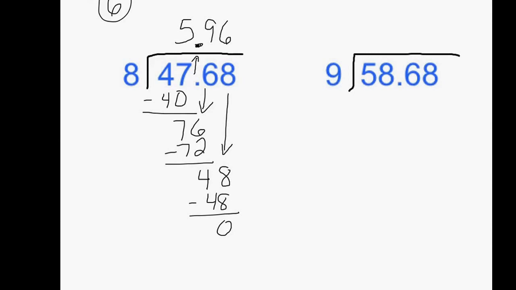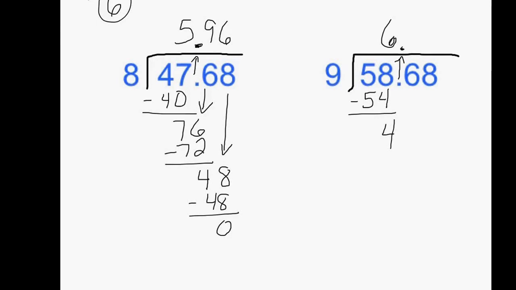Similar deal here. We got 9 goes. If we go 9 times 6, that's 54. When we subtract, we get 4. Okay, and again, decimal point goes straight up. Notice how my 6 is right above my 8. That's really important.